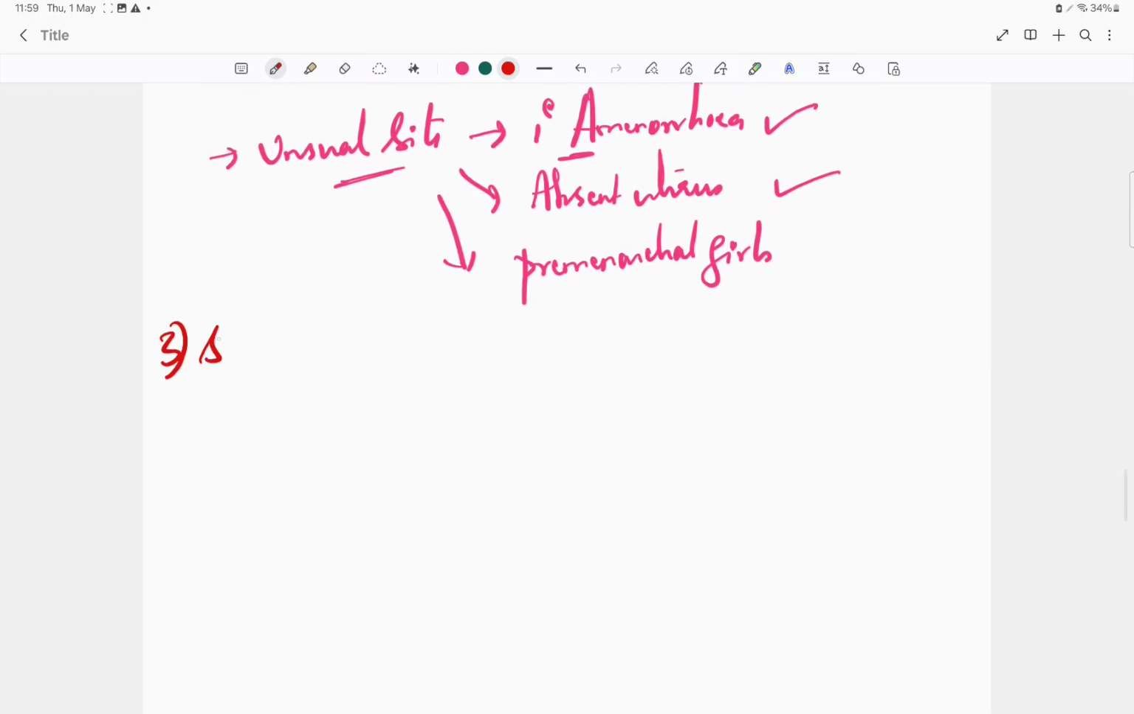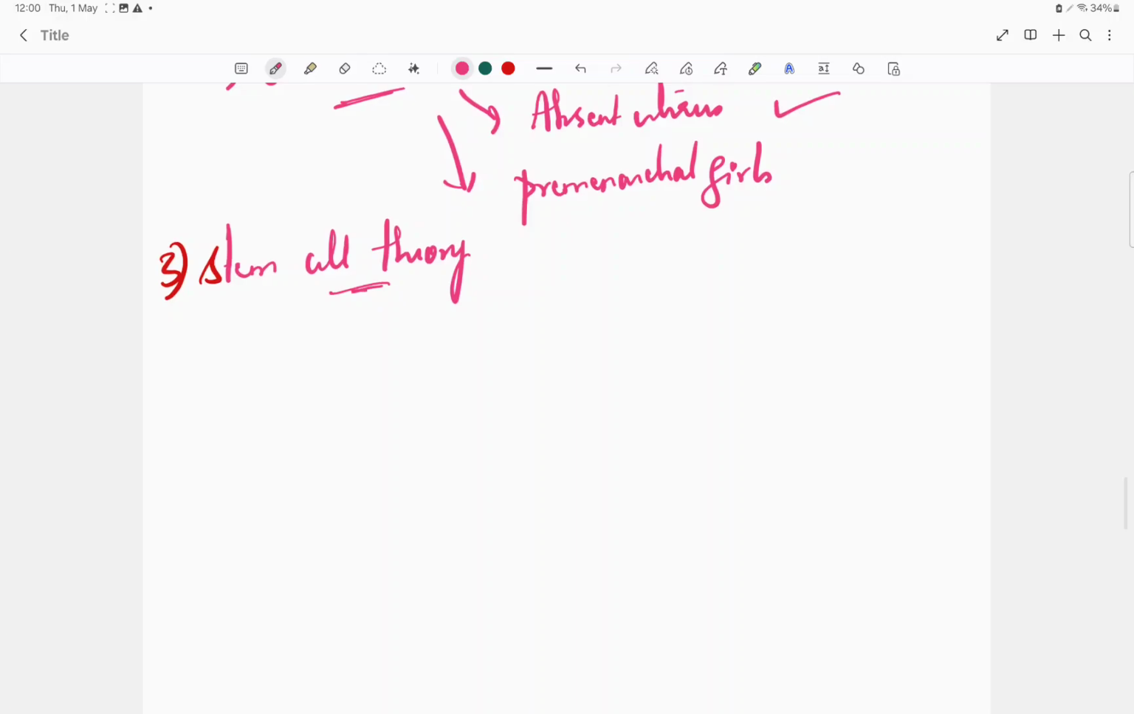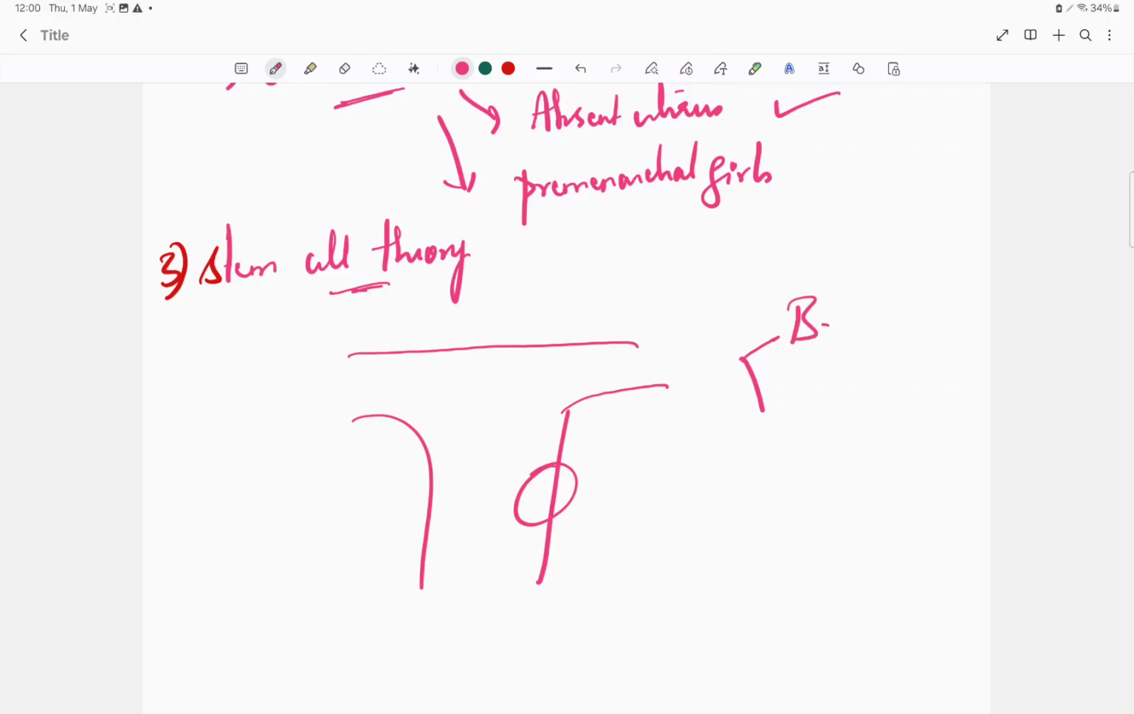What is the third theory? Stem cell theory. Here in the stem cell theory, generally, you think this is the uterus. In the uterus, the inner layer, the endometrium, will have two layers. What are these? One is the basalis layer, one is the functionalis. Everyone knows about this. The functional layer is the one which is shed every month, and the basalis layer will generate this functionalis layer.